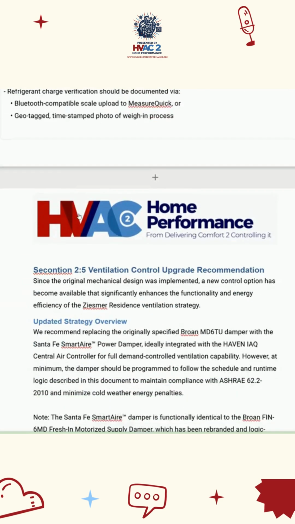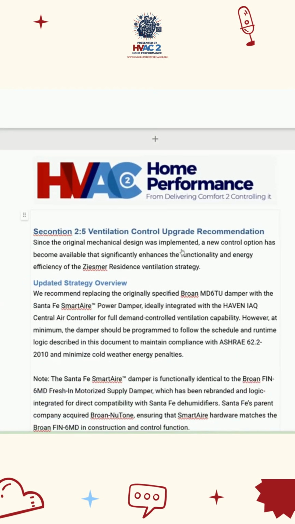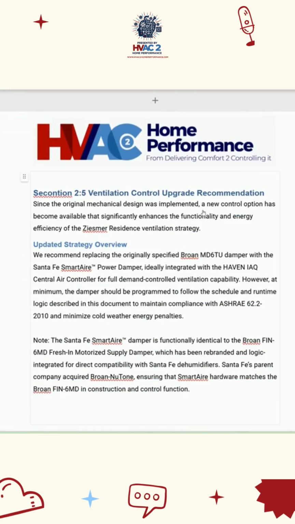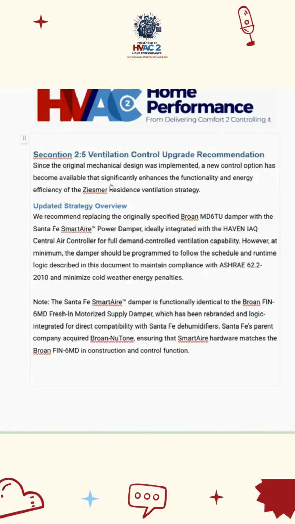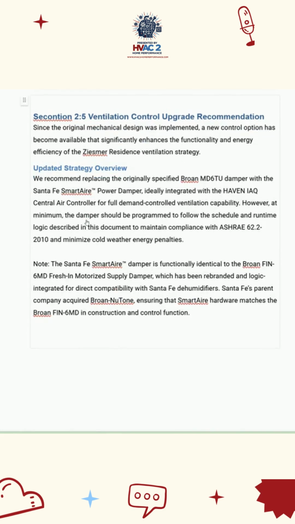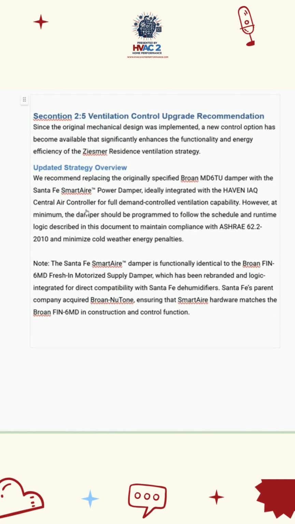And then we get into our ventilation control upgrade recommendation. Now this is something that we put in here because when we first started on this project, we weren't that familiar with Haven, and we didn't really understand how it controlled systems. Since then we've become really familiar. This has been a 3-year project, so we've learned a lot in 3 years. So some things change. So we're like, hey guys, there's a better way to do this now. Here's how we think you should do it now.